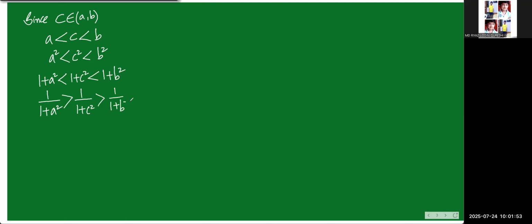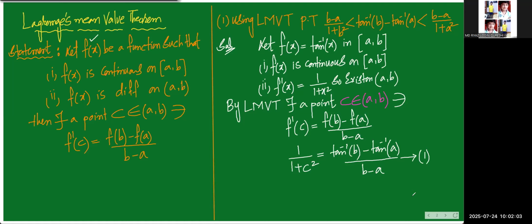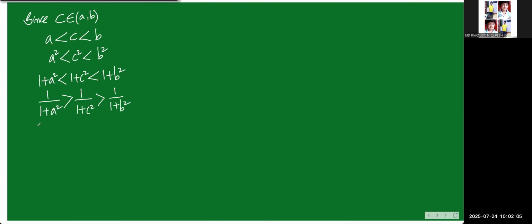Now what to do here is we have to use the facility. What is the facility here? We know the value of what? This one. This value. Tan inverse of b minus tan inverse of a by b minus a is the value of this one. We have to put, you have to replace. This is greater than tan inverse of b minus tan inverse of a by b minus a is greater than 1 by 1 plus b square.